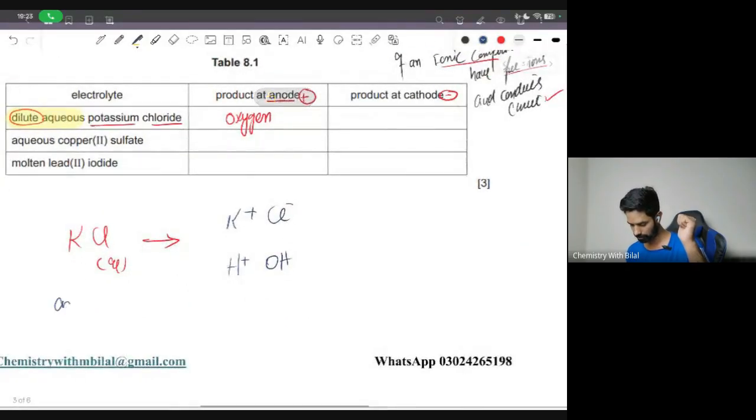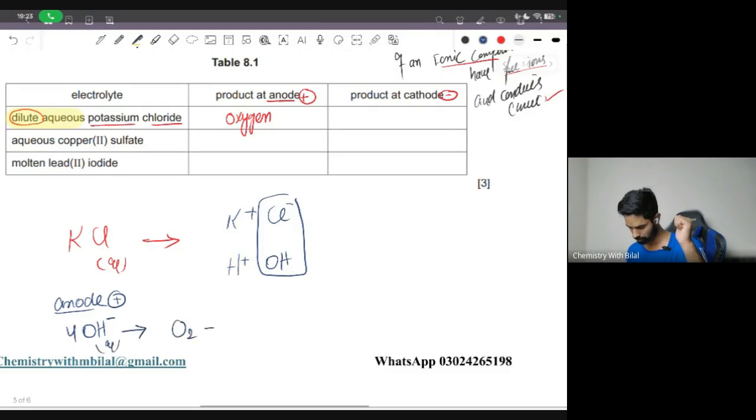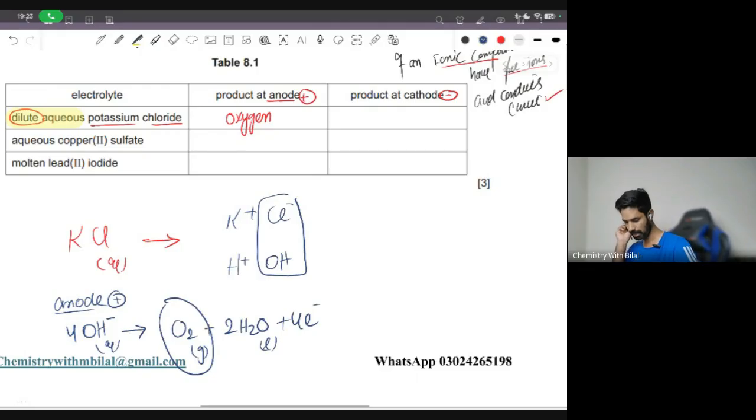Now, which of these ions will attract toward the anode? Anode is positive. It attracts the negative ions. So which will win the race? Of course, the hydroxide ion. I told you 4 hydroxide ions produce 1 oxygen, 2 water, and 4 electrons. Water is liquid, oxygen is gas. So the actual product is oxygen. At the cathode, every single time it is hydrogen gas. So let's write hydrogen. This is true for every dilute solution, except when you have copper. Now this is also aqueous, but this is copper 2 sulfate. So when it is aqueous copper, then instead of hydrogen, copper will win the race.